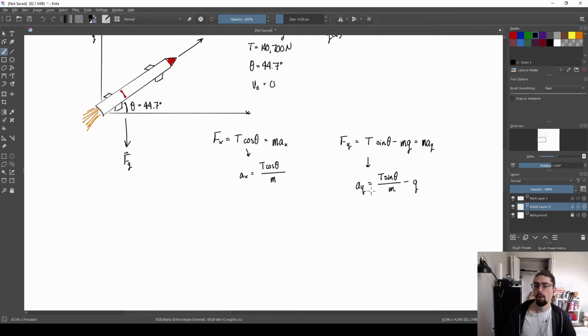So that's what we've got so far. Now we say dynamics are done. We're done with all of our forces. Now we're looking at our x and our y positions.